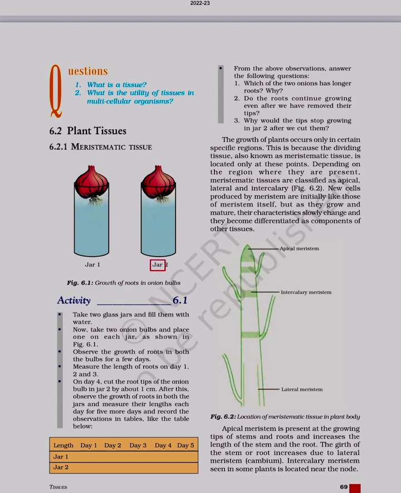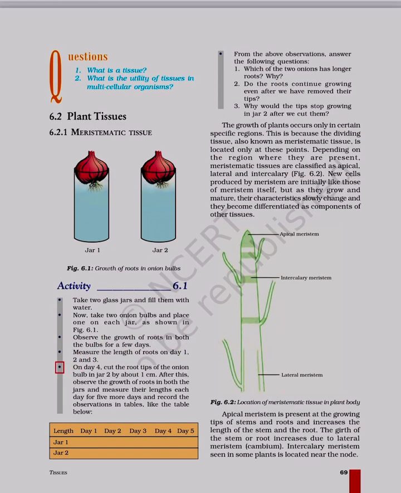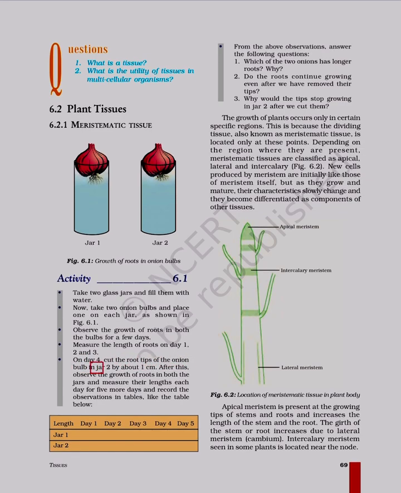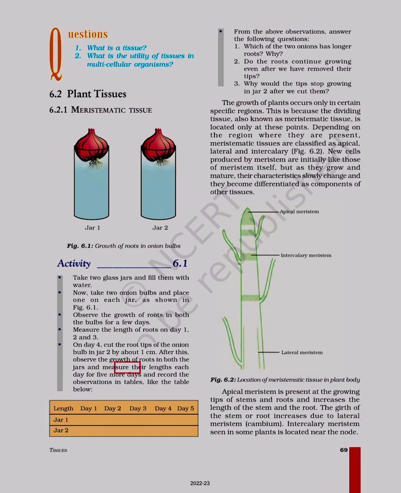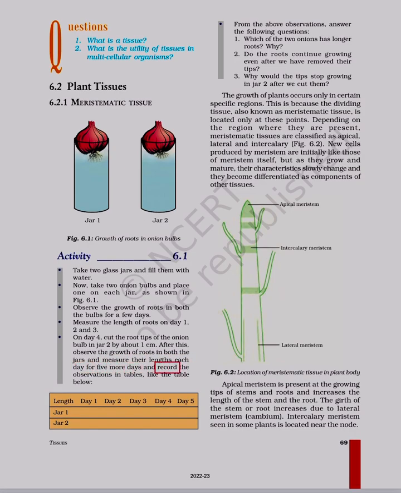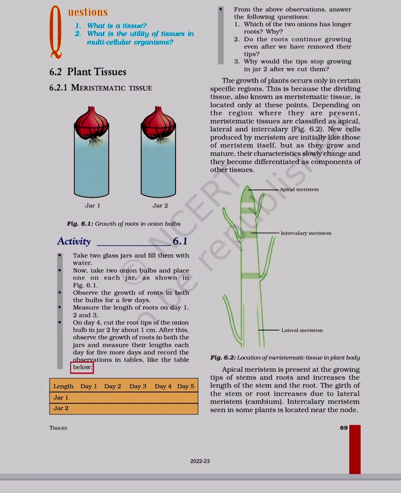Jar 1. Jar 2. Figure 6.1. Growth of roots in onion bulbs. Activity 6.1. Take 2 glass jars and fill them with water. Now, take 2 onion bulbs and place one on each jar, as shown in figure 6.1. Observe the growth of roots in both the bulbs for a few days. Measure the length of roots on day 1, 2 and 3. On day 4, cut the root tips of the onion bulb in jar 2 by about 1 cm. After this, observe the growth of roots in both the jars and measure their lengths each day for 5 more days and record the observations in tables, like the table below.